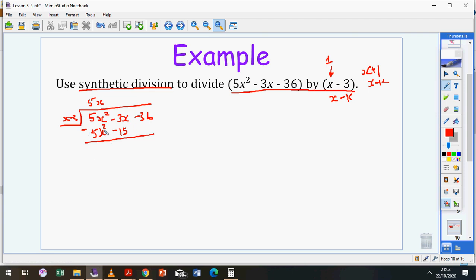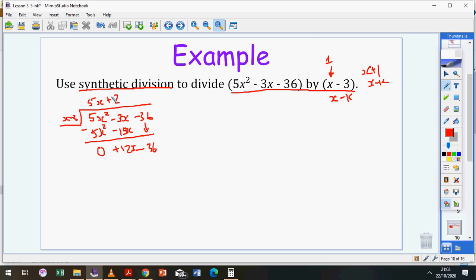So again, just recapping long division: when you subtracted 5x squared minus 5x squared, you got 0. Negative 3x minus negative 15x gives you positive 12x. The 36 comes down because technically negative 36 minus 0 is negative 36. Then you'd repeat the process. 12x divided by x is positive 12.